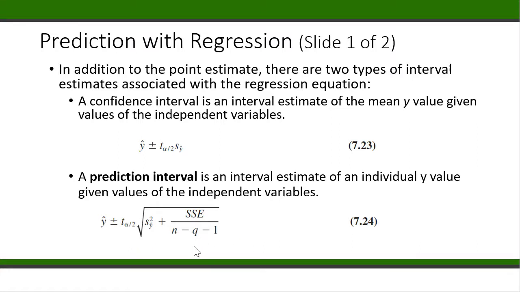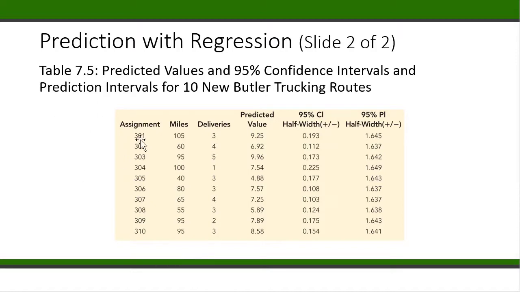So here, if we go back to our Butler Trucking example, we have the predicted values, that's our y hat, and 95% confidence intervals and prediction intervals for 10 new Butler Trucking routes. So the example here is for all 105-mile routes with 3 deliveries. A 95% confidence interval on the mean travel time is 9.25 plus or minus 0.193.